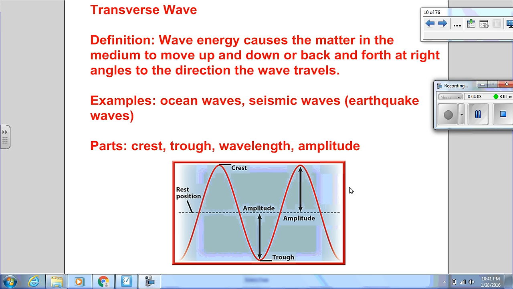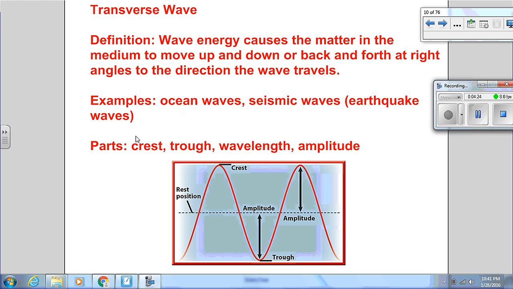But it's always kind of perpendicular, or making a right angle, with the water. Okay, so that would be an example of a transverse wave. Another example of that would be a seismic wave, which is earthquake waves, and they travel through the land, which would also be very similar to a transverse wave.